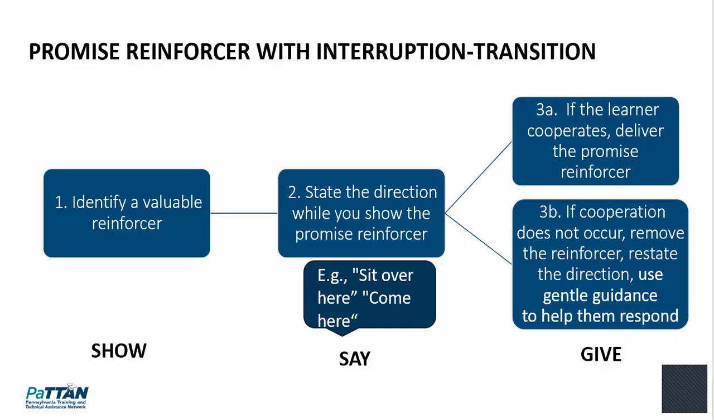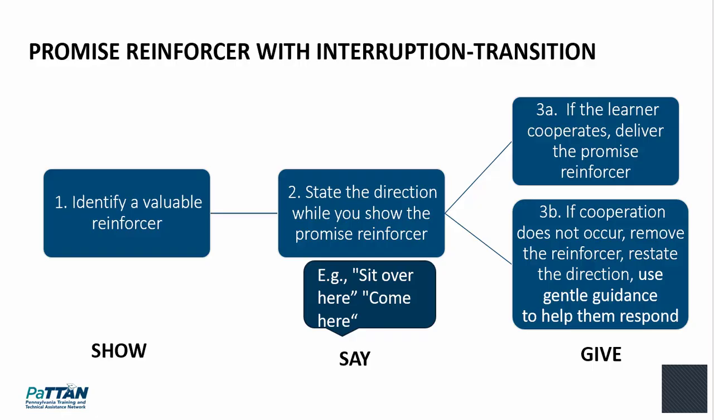First, you have to identify a reward that's going to be valuable enough to your child in the moment, and it's got to be valuable in comparison to what you're asking them to do. You're going to clearly show the reward that's available if they follow through. Then you're going to say a clear direction. If your child cooperates with the transition, you're immediately going to follow through by giving them the promise. So you give what you promised.